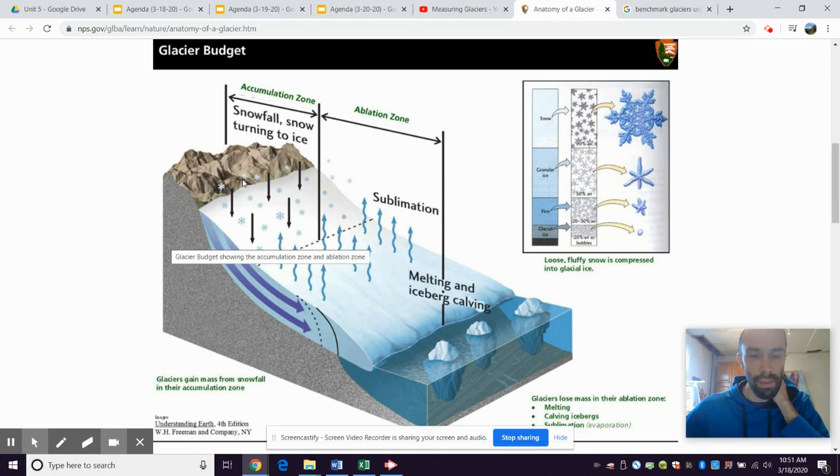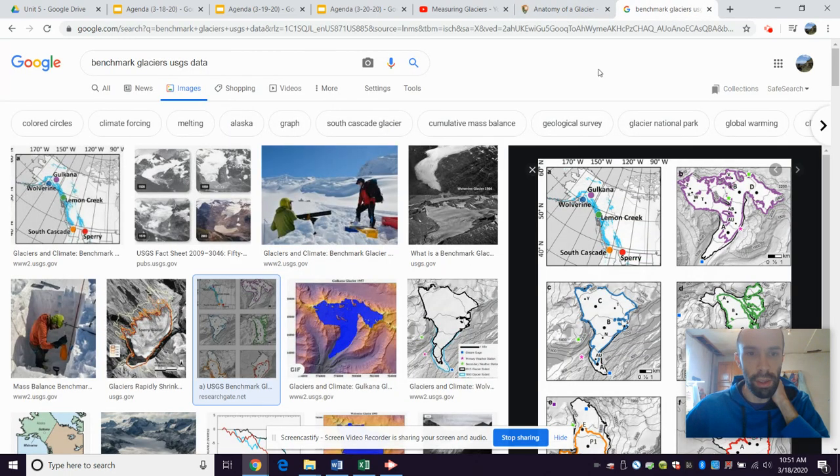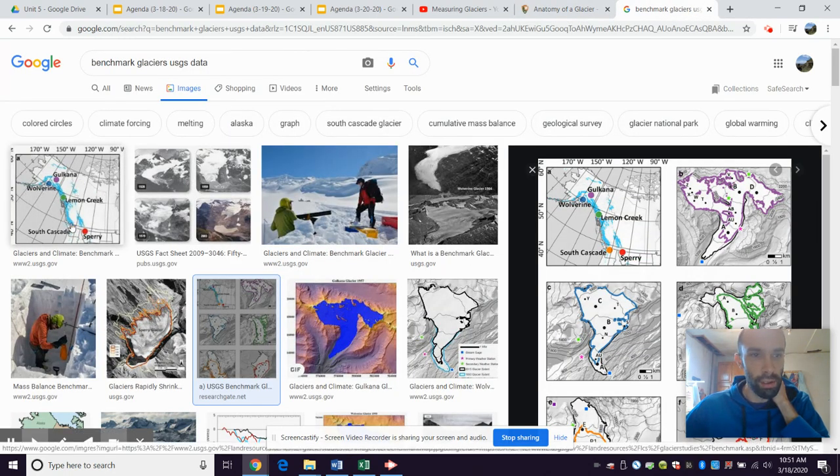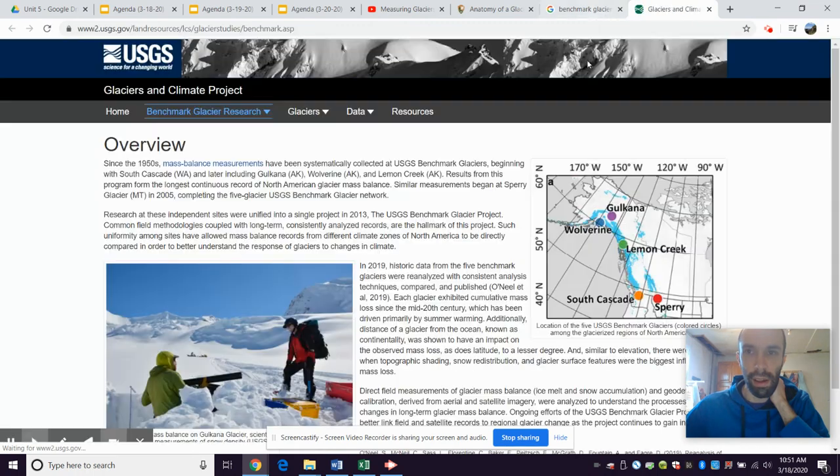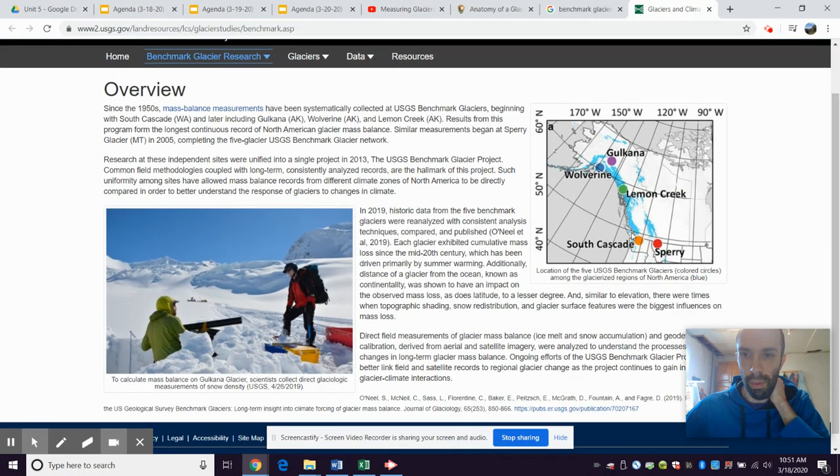And there are scientists that work for what's called the USGS, the United States Geological Survey, in different regions of the country. And one such program is called the Benchmark Glacier Program. So if you look at the screen here, these are the benchmark glaciers. And benchmark means that they've collected data in the past to look at the thickness of each of these glaciers. So up in Alaska and down into the northern part of the United States and Canada, and what's called the South Cascade Glacier, which is in the Cascade Mountains, all the way up into Alaska, the Wolverine and Gulkana glaciers. These are all glaciers that they're monitoring.